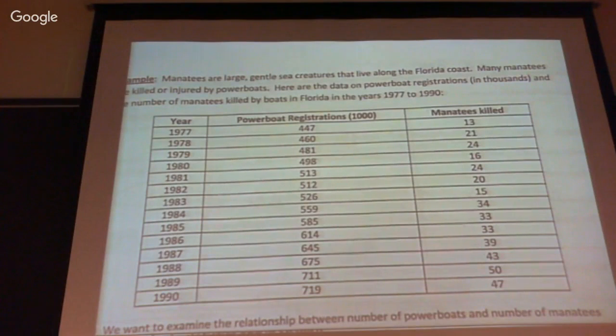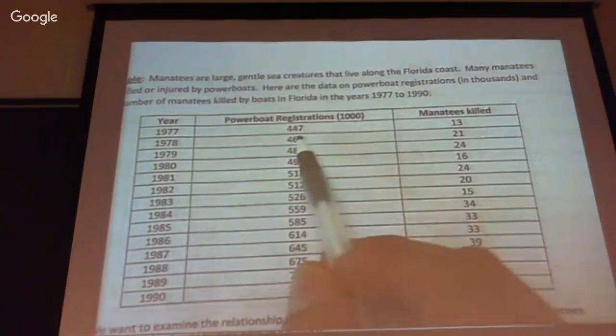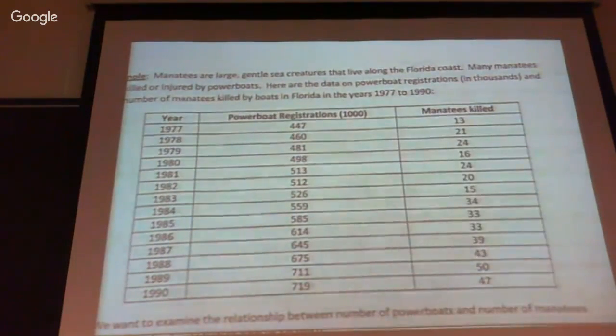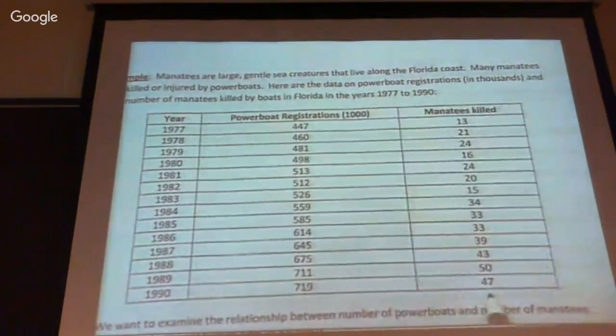Okay, so here's some information from 1977 to 1990. The first column talks about powerboat registrations in thousands. So just to give you an example, in 1977, 447,000 powerboats were registered. 13 manatees were killed. In 1990, 719,000 powerboats were registered. 47 manatees were killed. We okay?